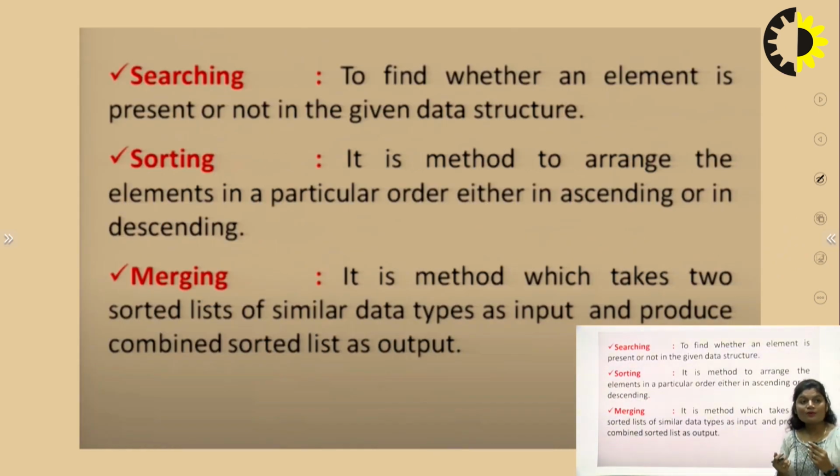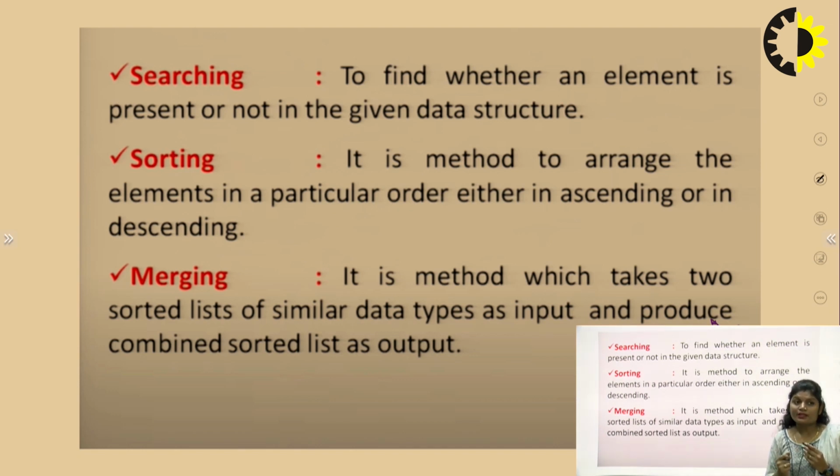So what do you perform in searching? If you want to search for any element in a list, you perform a searching operation. To find whether an element is present or not in the given data structure, you perform searching. There are two types of searching: linear search and binary search. These are all our data structure types, the operations of data structure.